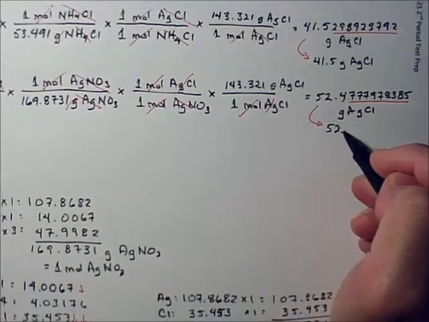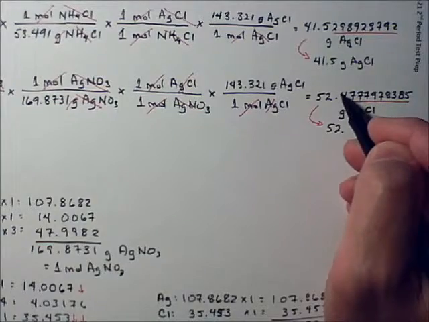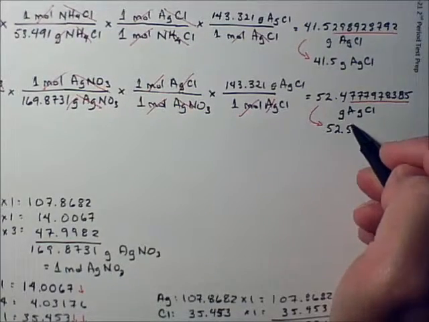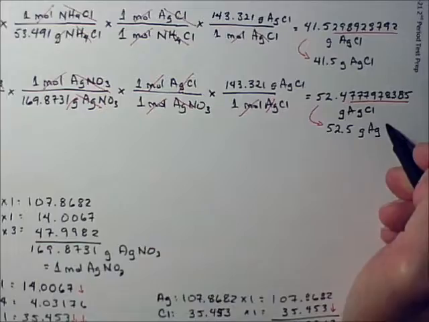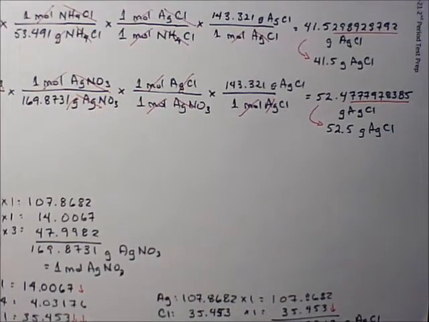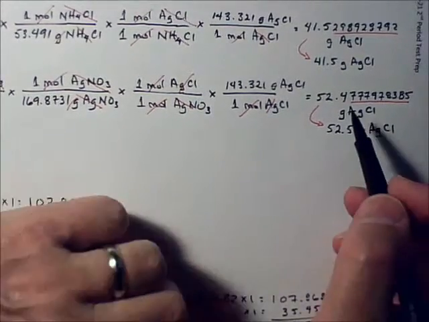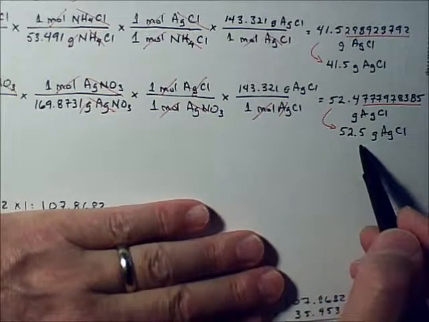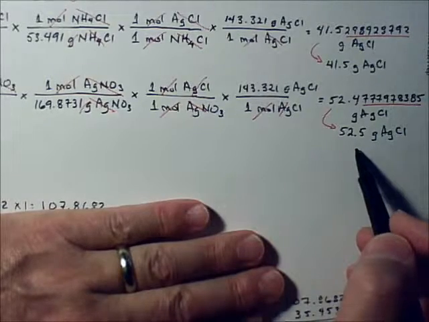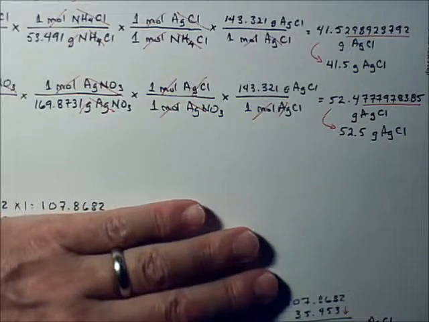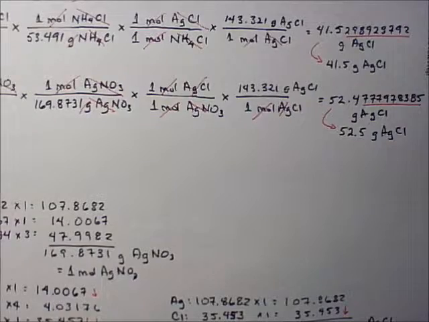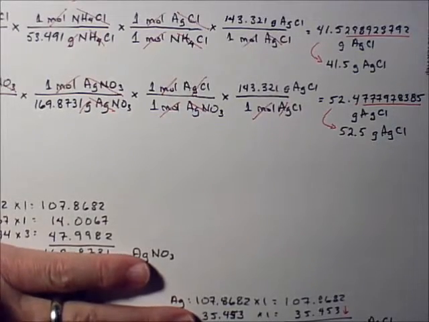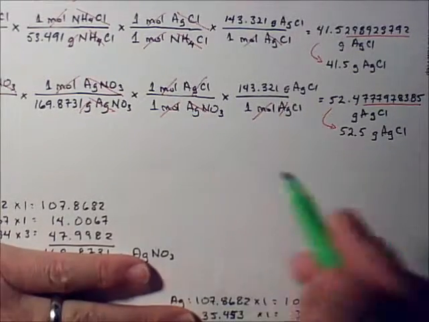And so this is 52.7, the 7 makes the 4 round up to a 5, and that's grams of silver chloride. Yep. All right. Now we have 2 masses for the same species. And what this does is it helps us to figure out what our theoretical yield is. The smaller of the 2 masses will be the theoretical yield.